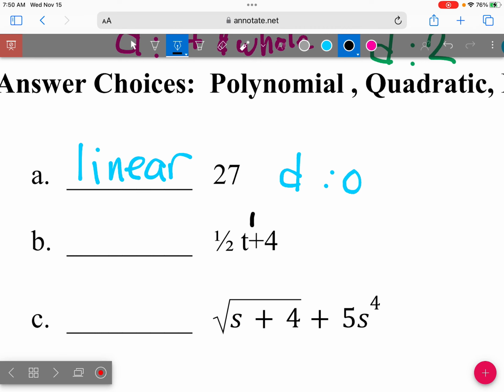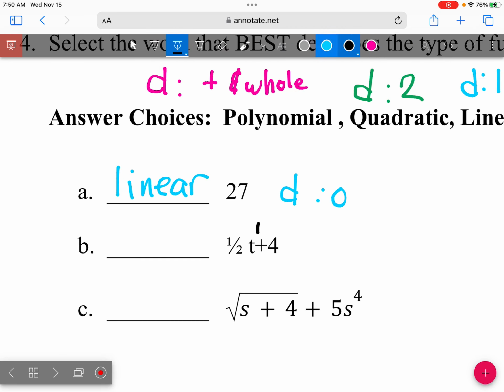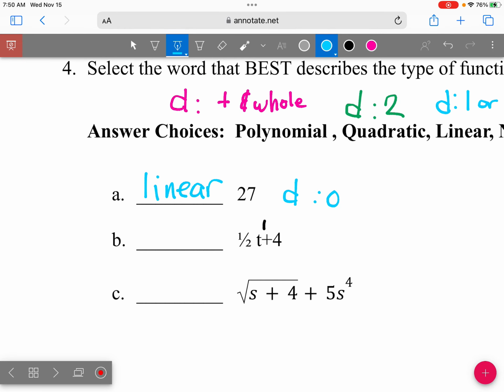So this has a degree of 1, which makes it what kind of function? Linear. This is a line. It just has a slope of 1/2. This is mx plus b. It's a line.